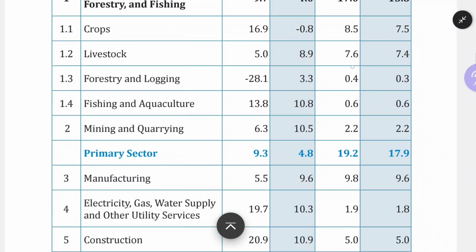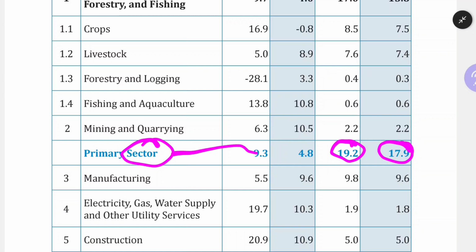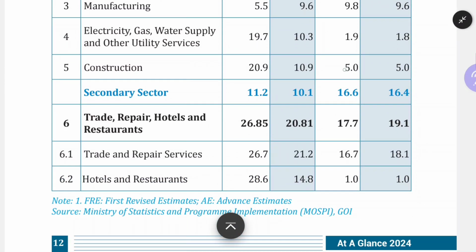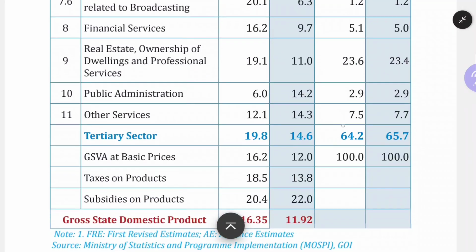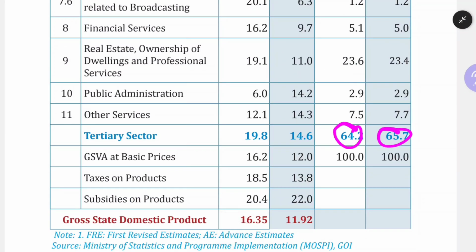First, the growth rate that we will see is 2022 to 2023, 19.2%, whereas in 2023 to 2024 it is 17.9%. So primary sector is 19.2, 17.9. Please do remember this way. Then in the secondary sector, we'll see 16.6, 16.4. Both of them are 16, 16, so no need to worry. Then the tertiary sector is 64.2, 65.7.